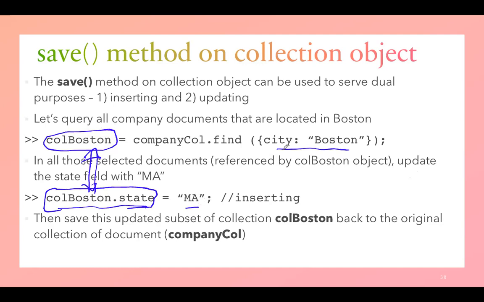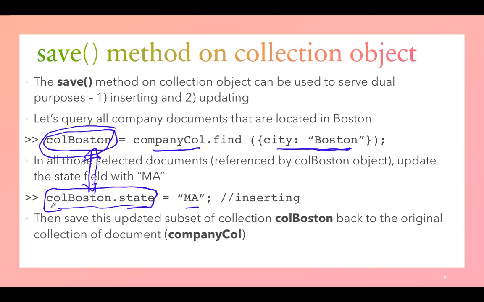Because as you can see, after doing this query, I will have a subset of all the documents that I have in the company collection. Why a subset? Because those documents will have city equals Boston. There could be city equals Chicago. I'm not taking those. I'm being very selective about the documents that I'm finding or choosing for my collection.